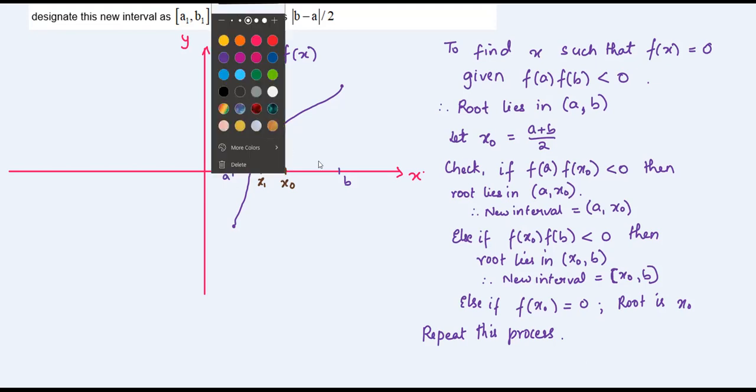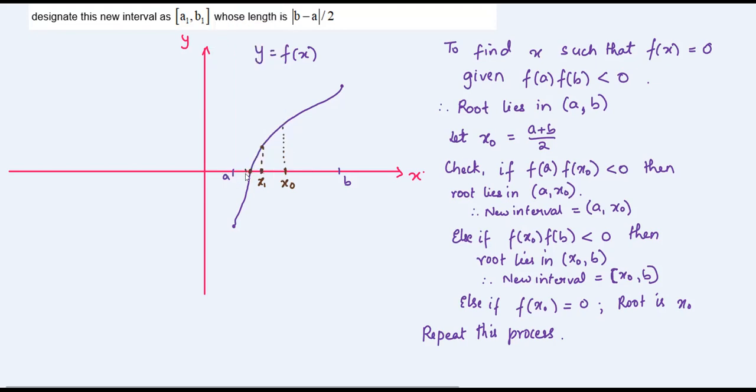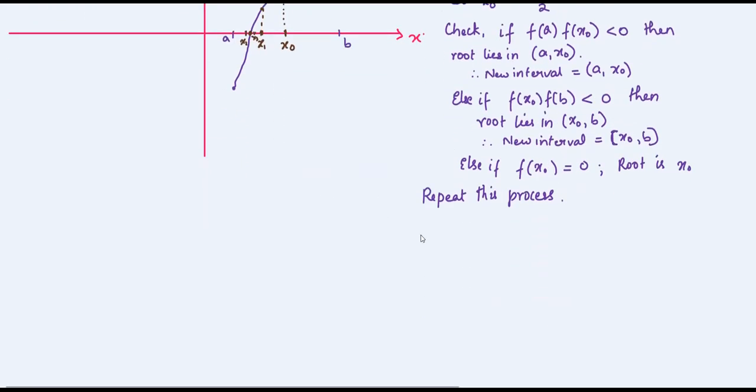Then we again bisect and we come to x2. So now we find that the root lies between x2 and x1. So if it lies between x2 and x1, again we bisect. We bisect this and we get x3. So by repeating this process, at the nth iteration, you get xn.